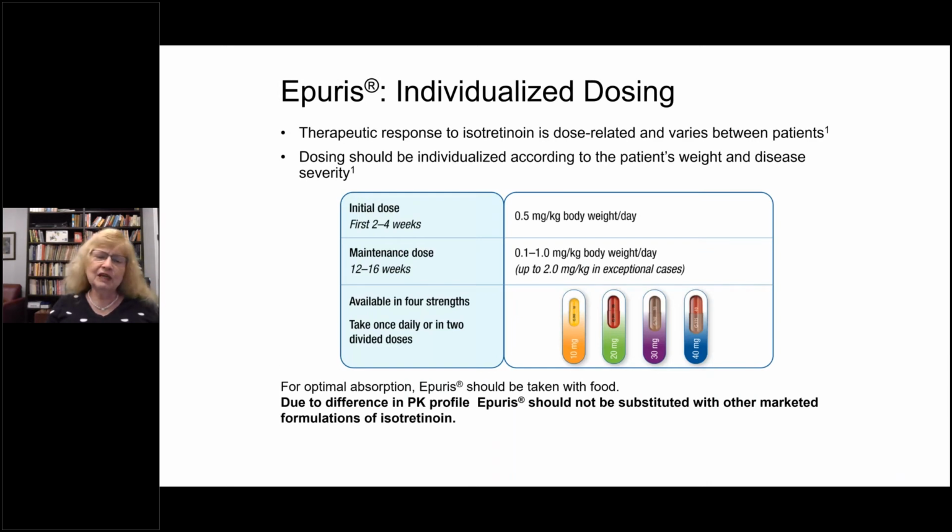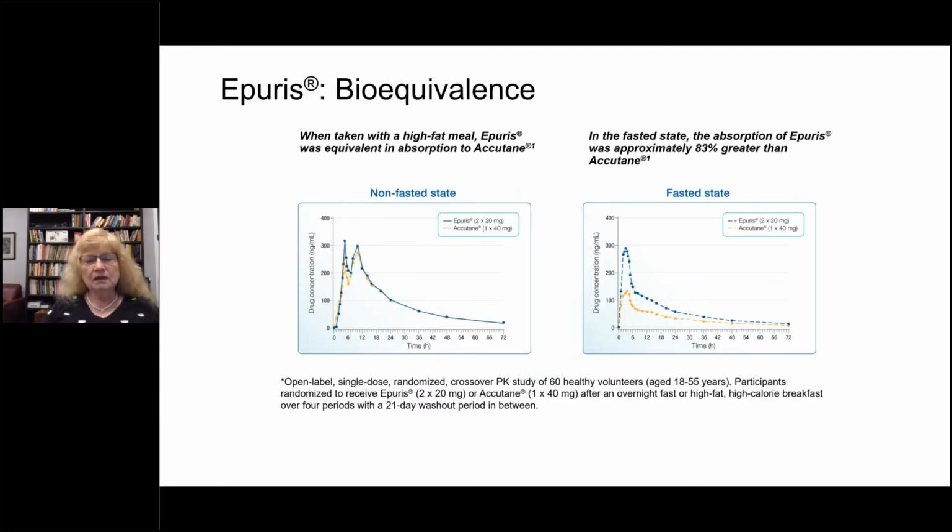For those of you who may not be familiar with this product, Accutane comes in 40 milligrams and 10 milligrams. This also has a 10, 20, 30, 40, so you have more options for dosing. We were involved with this study looking at bioequivalence to the Accutane version, and in the study that we did, this helped lead to the drug being approved.